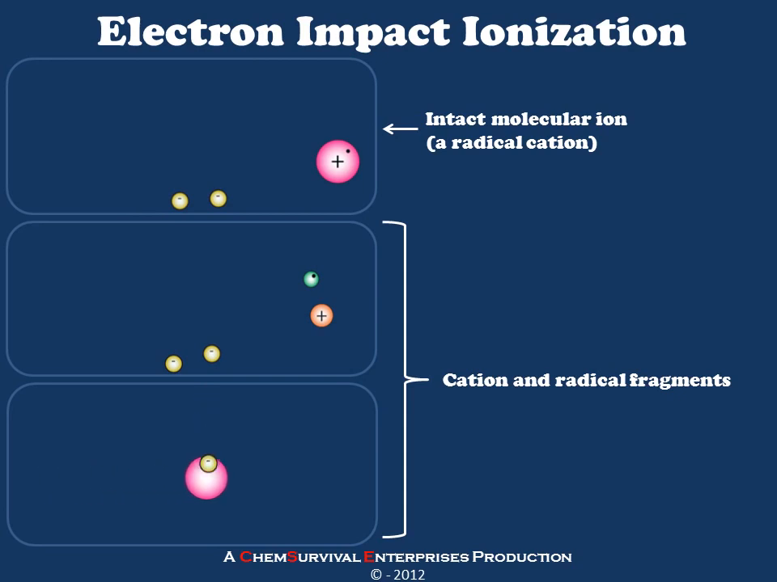It's entirely possible that when the cation is formed, that instead the charge is carried by the smaller fragment. So as you can see, there are a number of different ways that these ions can be generated, each of which creates an ion of a different mass.